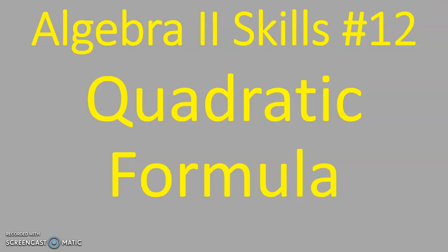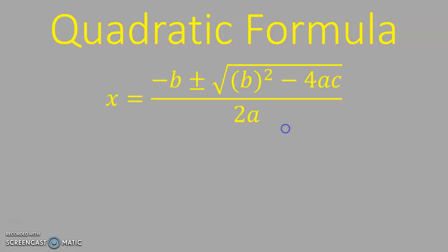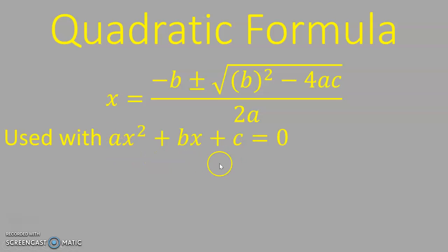Algebra 2 skills number 12, quadratic formula. The quadratic formula here is a powerful tool that can be used to solve any quadratic equation, as we'll see. Here is the formula, which seems like random positioning of A, B, and C, but it comes from completing the square on the standard form of a quadratic.